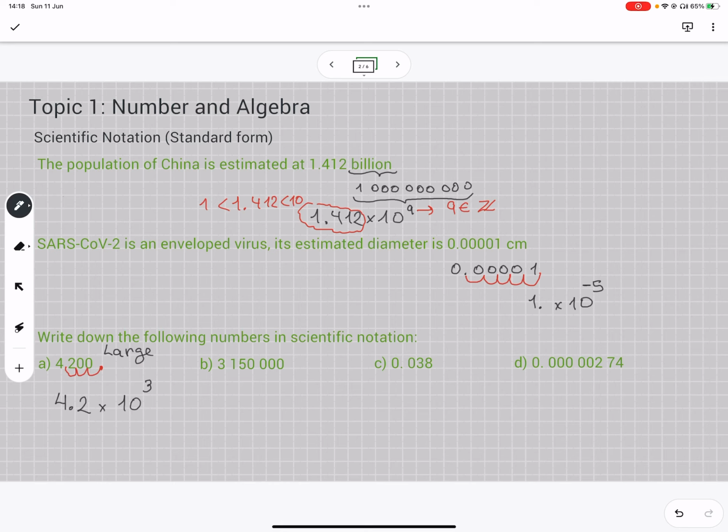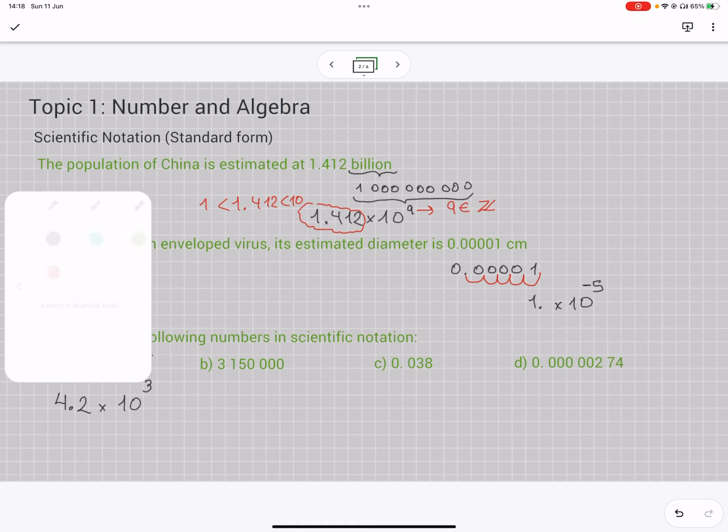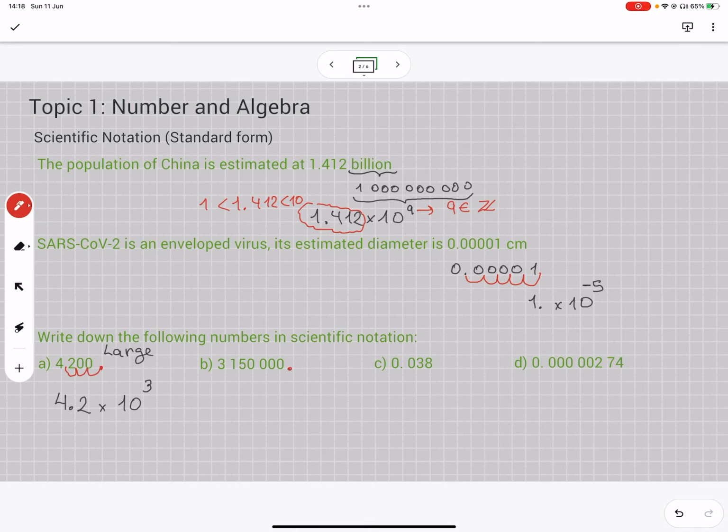Second example, this is 3 million and then 150,000. Let's repeat the same instruction. Put the decimal point at the end and move it until you have a number between 1 and 10. So it will be 3.15 times 10 to the power of 6, because I moved the decimal point 6 places to the left. Because this is a large number, the power is positive.